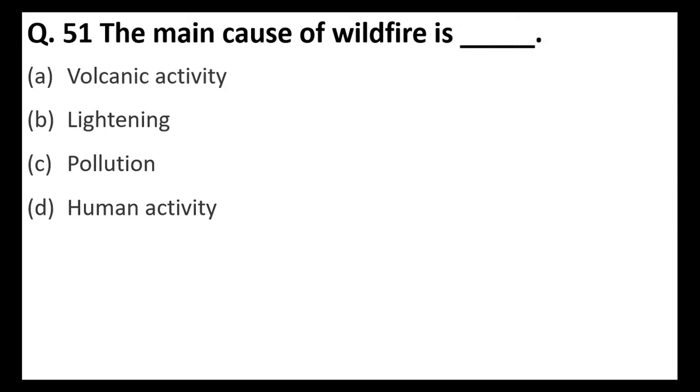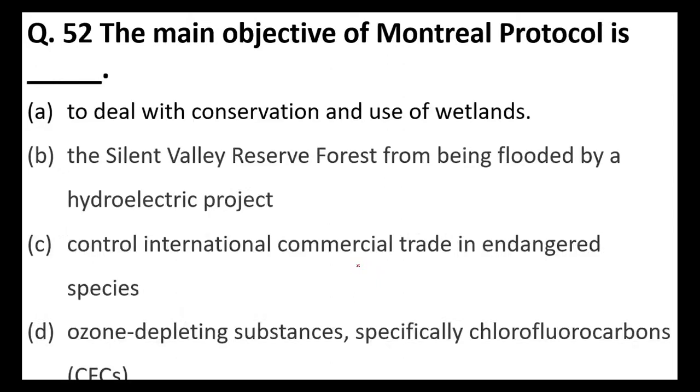The main cause of wildfire is volcanic activities, lightning, pollution, or human activity? Main cause of wildfire. The right answer here is human activity. What happens is, sometimes when people go to the forest, and if they smoke or if they leave something unburned, it can cause wildfire. And if the area is dry, it is likely to increase forest fire.